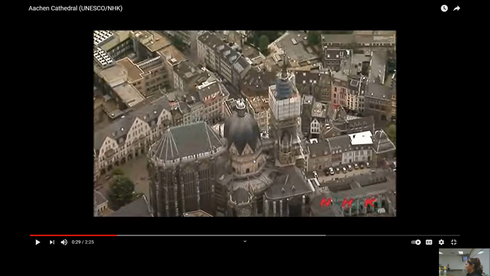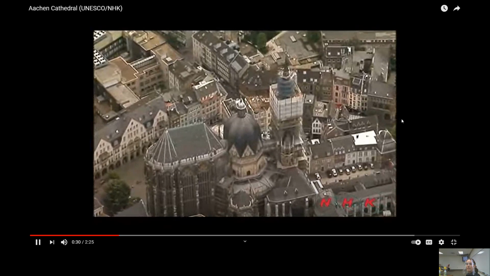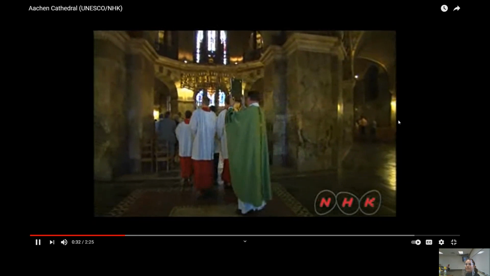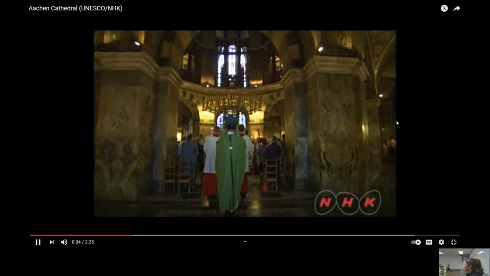Different kind of dome though. It's very high up and sloping in comparison to the mosque domes that we looked at yesterday, which were a lot flatter. This does make it a lot more structurally sound, and Charles the Great, that's another nickname for Charlemagne. It's still used today.